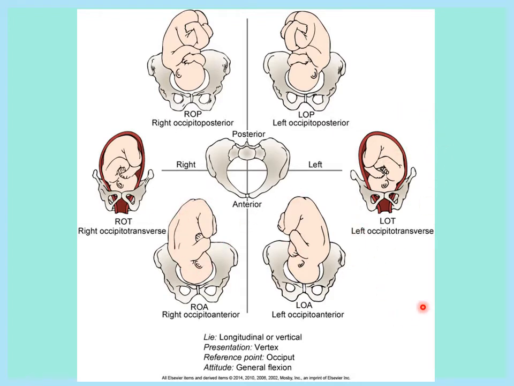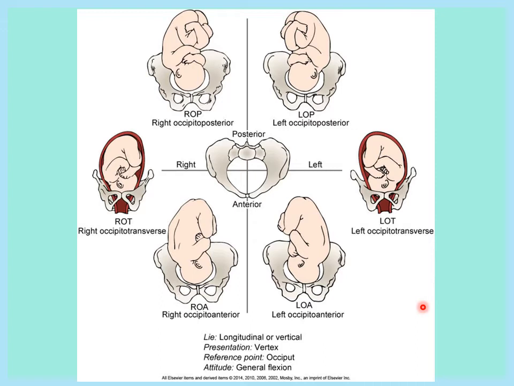Fetal position is the relationship of a reference point on the presenting part, either the occiput, sacrum, mentum, which is a chin, or sinciput, which is a deflexed vertex, to the 4 quadrants of the mother's pelvis. Documentation of fetal position is accomplished using 3 letters. First is the location of the presenting part in the right or left side of the mother's pelvis. Second is the letter of the presenting part of the fetus. The third letter stands for the location of the presenting part in relation to the anterior or posterior of the mother.